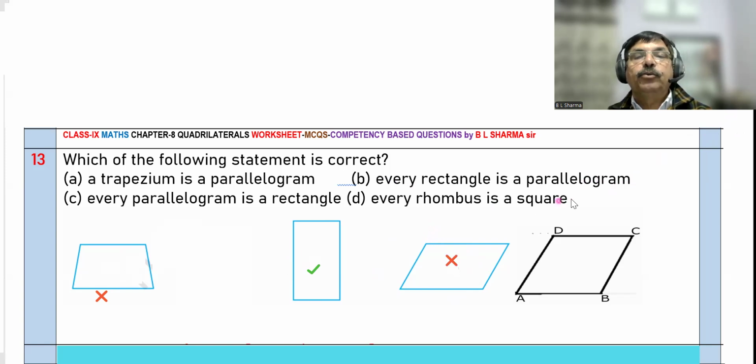Fourth one is every rhombus is a square. No, in rhombus all sides are equal, but it is not necessary that each angle is 90 degree. So that is also not correct. So which is the correct statement now? So we can say every rectangle is a parallelogram. B is the correct option.